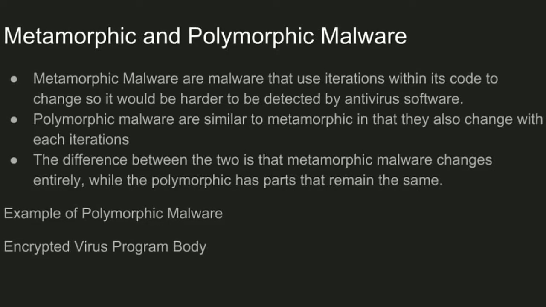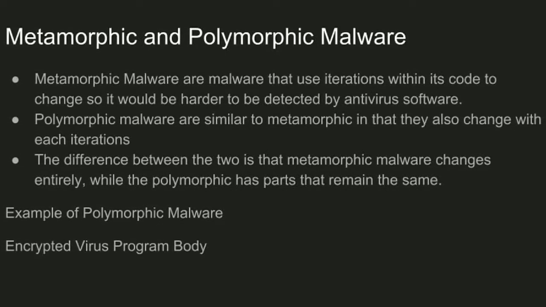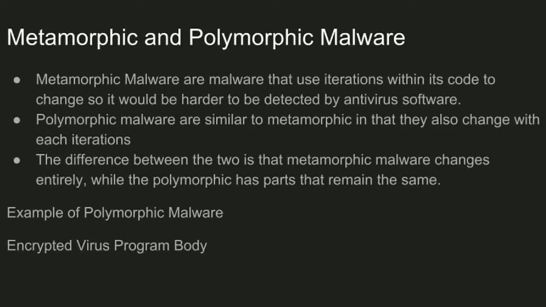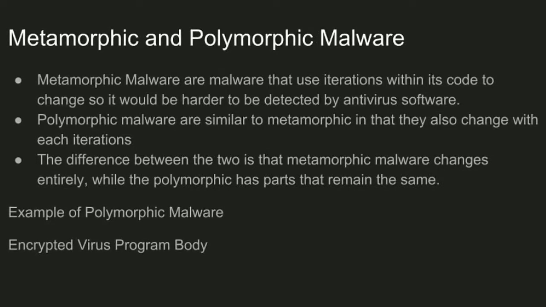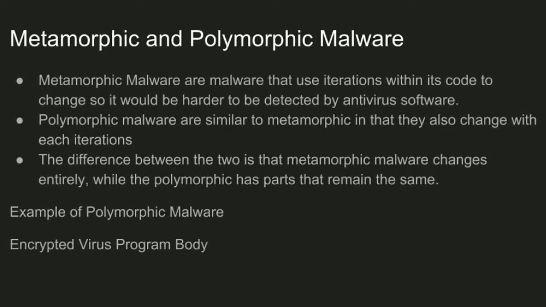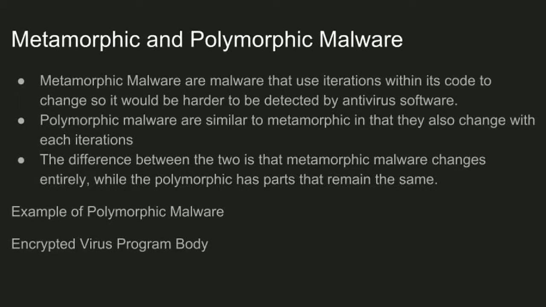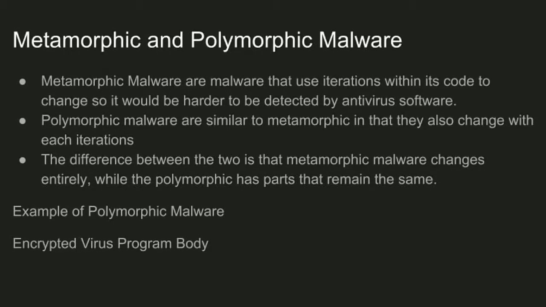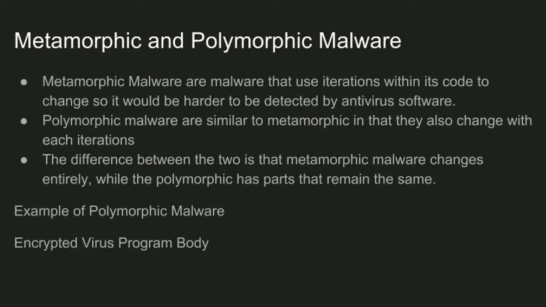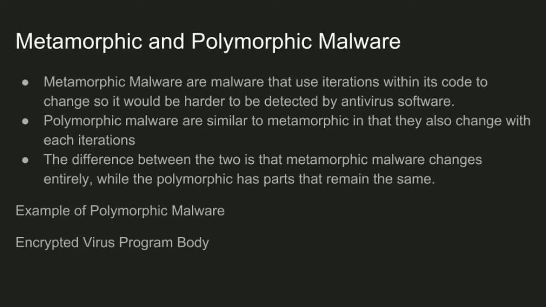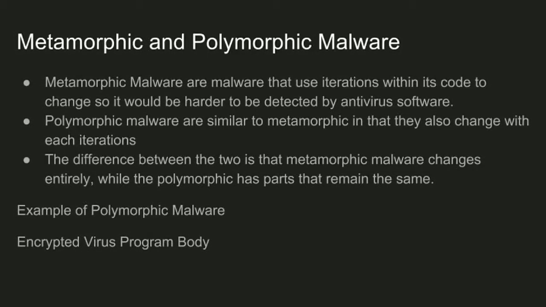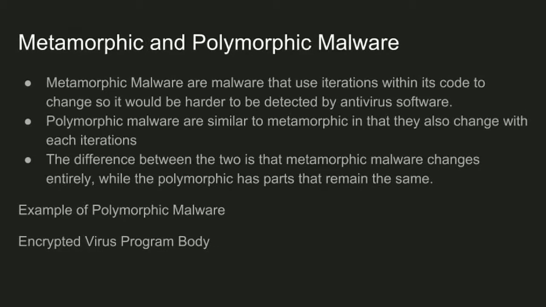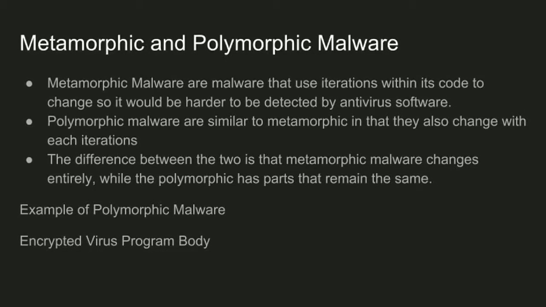Metamorphic and polymorphic malware. Metamorphic malware is malware that completely changes itself from iterations within its code to prevent it being detected by antivirus software. Polymorphic malware is the same, as it also uses iterations. However, the difference between the two is that metamorphic malware changes as a whole, while polymorphic malware has parts that stay the same. An example of polymorphic malware would be an encrypted virus program body.